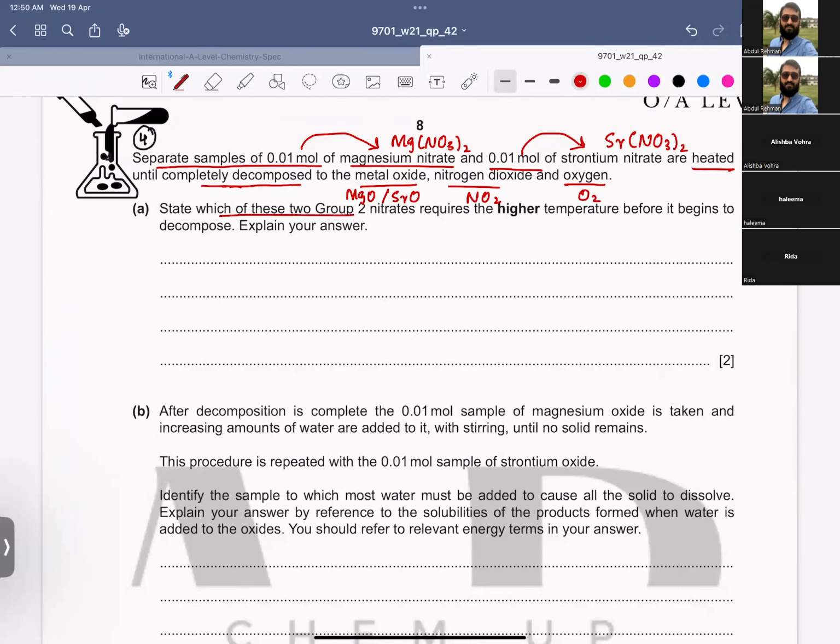State which of these two group 2 nitrates require the higher temperature before it begins to decompose. Explain your answer. Okay. So if you look in the periodic table, in group 2, the first element is beryllium, then the next one is magnesium, then the next one, and then the next one is strontium. And after strontium, we have barium and then radium, right?